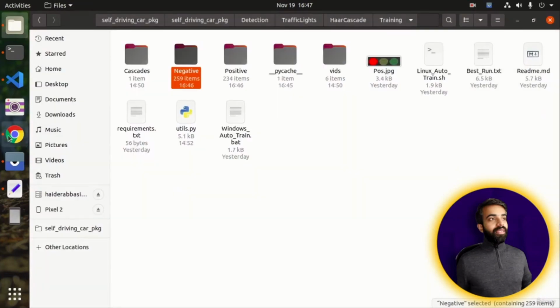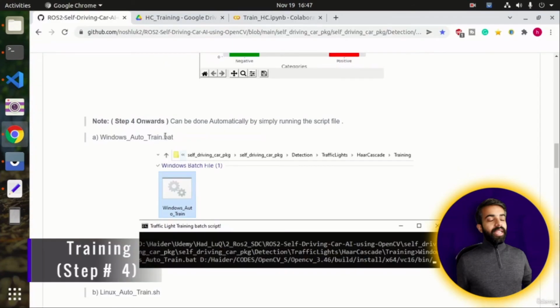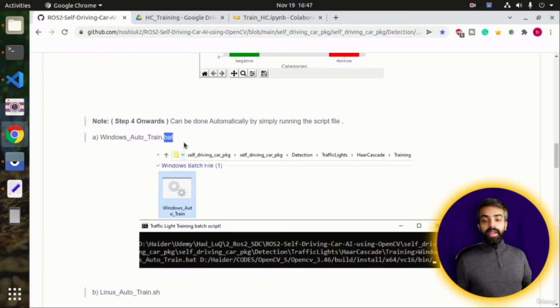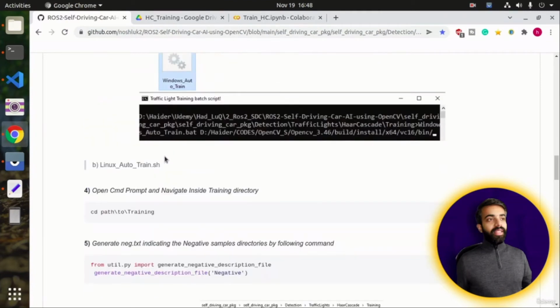The next step can be done from step 4 onwards, by following a script file for each platform, that is Windows and Linux. As we are inside Linux, we have the script file, Linux autotrain script, which executes all the remaining steps to train our Haar cascades. But there's one caveat in trying to train this Haar cascade on a Linux environment. It requires OpenCV 3.4, and that also built from scratch, or built from source.